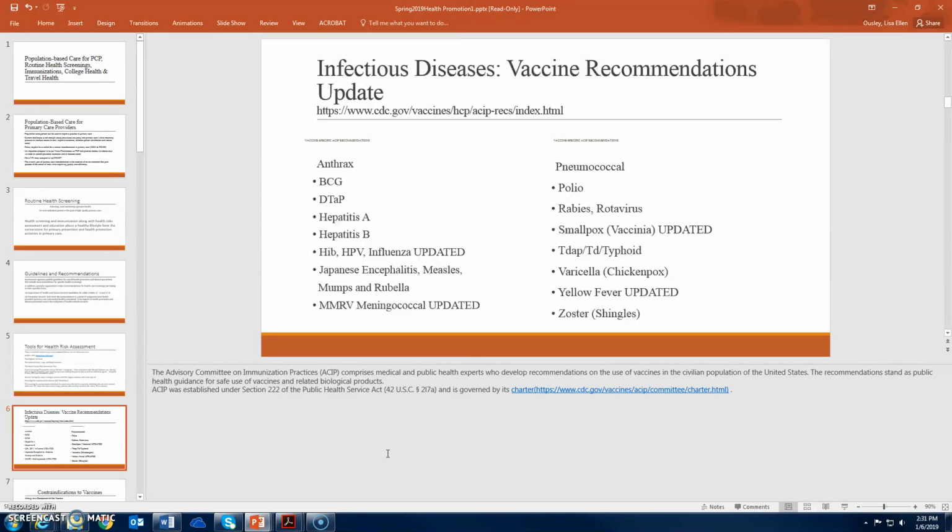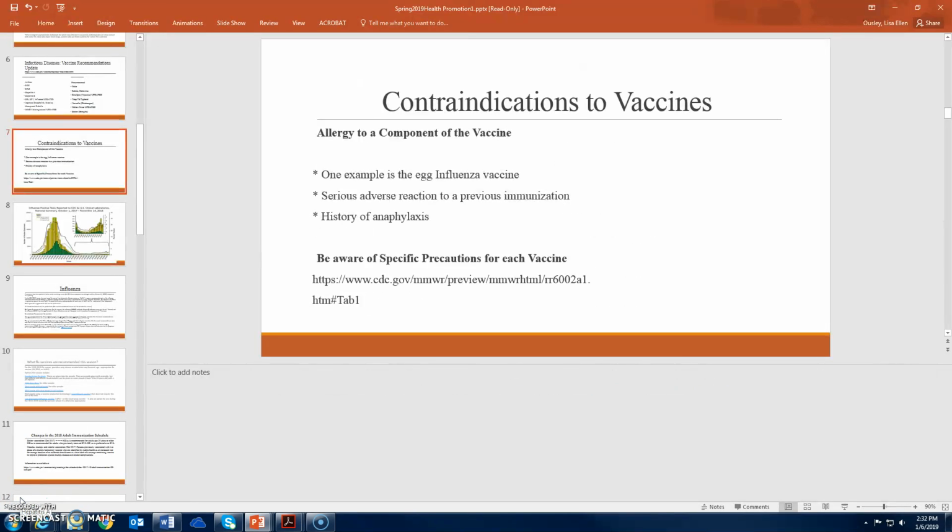And I take this very seriously, and you will be tested in your certification on adult and childhood immunizations, and they'll give you scenarios, and you'll have to pick what the patient needs or what would lead you to make one clinical decision over another. I have included some contraindications to vaccine. Just review this. I also want you to be aware of specific precautions for vaccines, so you need to review that.